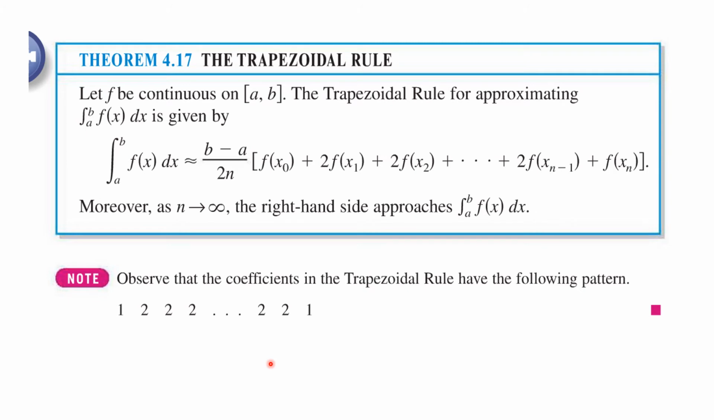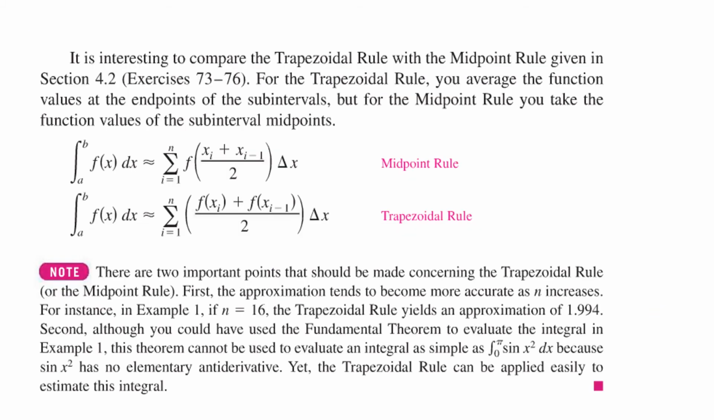So if f is continuous on [a, b], the trapezoidal rule for approximating the integral from a to b of f of x dx is given by this formula. Moreover, as n tends to infinity, the right-hand side approaches the definite integral from a to b of f of x dx. This means that you can make this as good as you want. And I observe in the note that the coefficients follow this pattern: 1, a bunch of 2's, and then a 1 again. It is interesting to compare the trapezoidal rule and the midpoint rule. Here we're taking f of the average, and here we're taking the average of the f's. These things become more accurate as n increases.